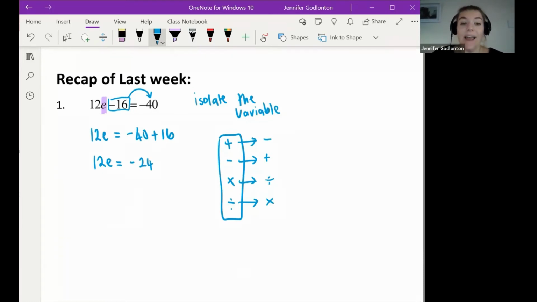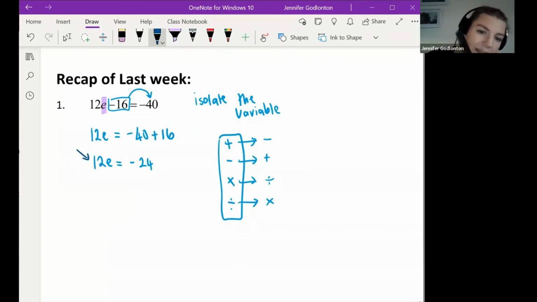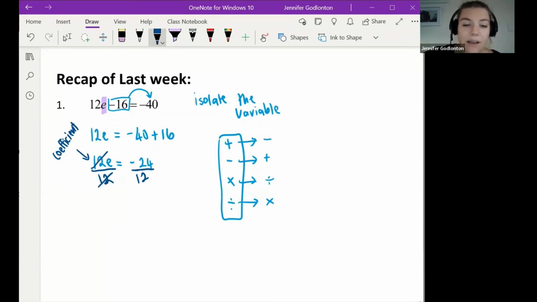And now I need to try and solve for e. Okay, when we get to this point, when we have a number that's right in front of our variable, that number is called the coefficient. Okay, and when we're trying to solve for the variable, we always divide by the coefficient of that variable. So what we're doing is we're dividing by that coefficient. And those two then cancel each other out. And so we're left with e is equal to a negative divided by a positive is a negative. 24 divided by 12 is 2. And that would be our full answer.